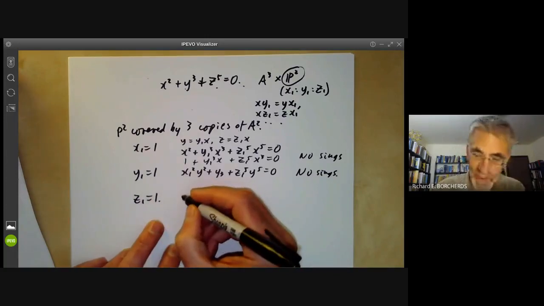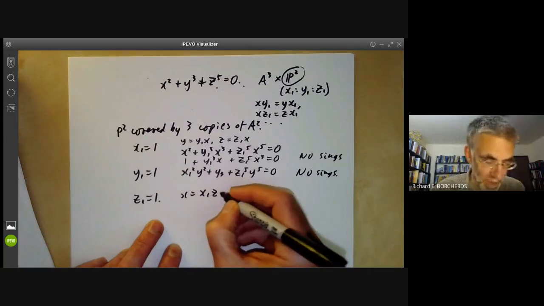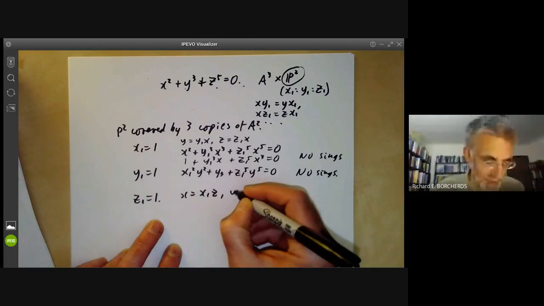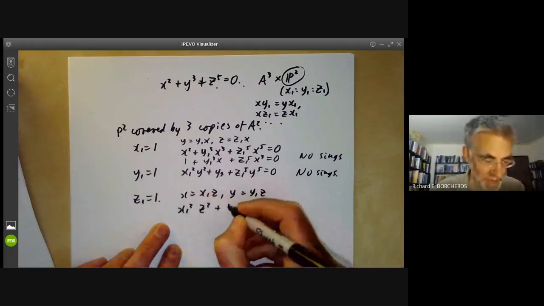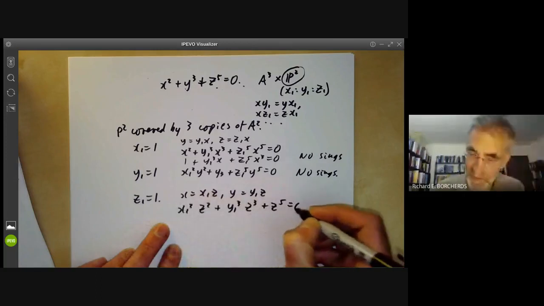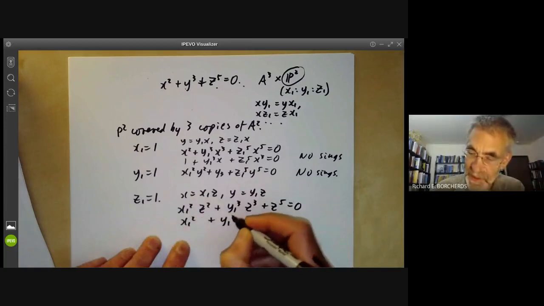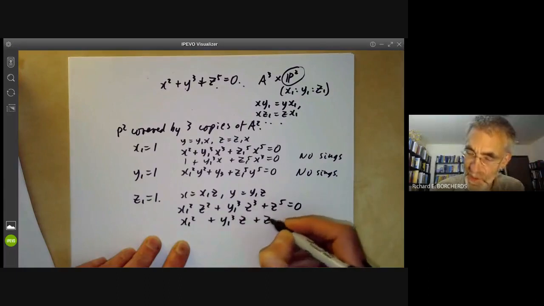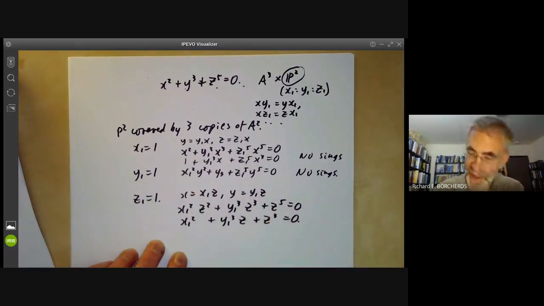So here we put x equals x1 z, y equals y1 z. And we find the equation becomes x1 squared z squared plus y1 cubed z cubed plus z to the 5 equals 0. We take out the factor of z squared: x1 squared plus y1 cubed z plus z cubed equals 0. And again, we can search for singularities.